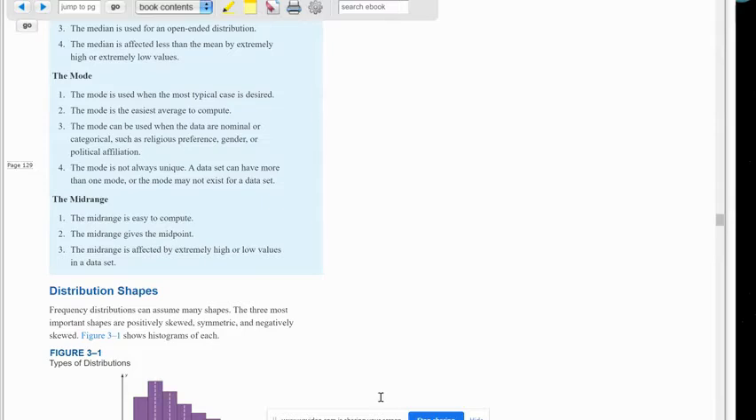On that same chart, they tell you some things about the mid-range. The mid-range is easy to compute. It gives the midpoint of the highest and the lowest value, and the mid-range is affected by extremely high or low values in the data set. So if the data set has a few really high or a few really low values, then that's probably not the best measure of your data set.